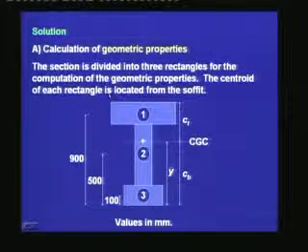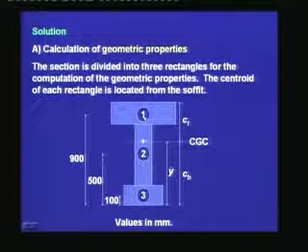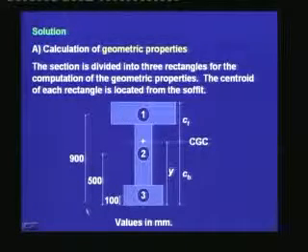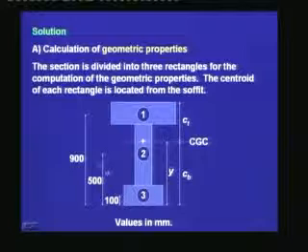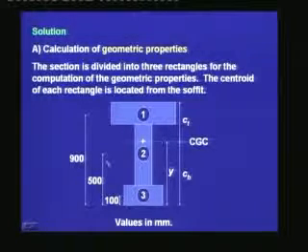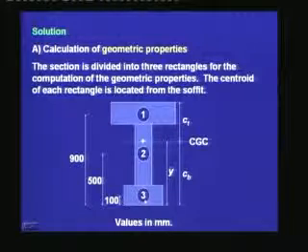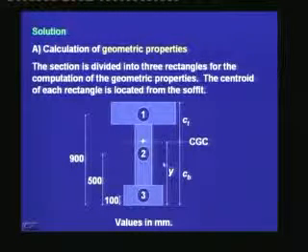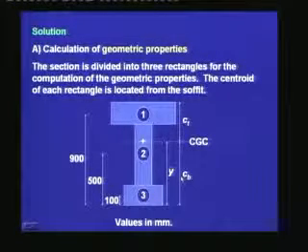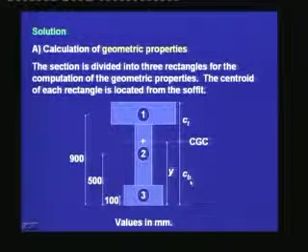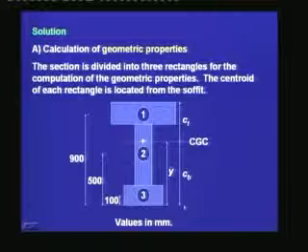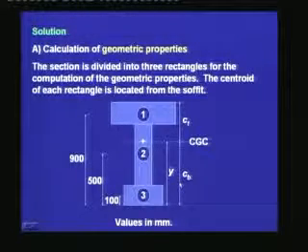The centroid of each rectangle is located from the soffit. For the first rectangle, the centroid is 900 millimeters from the soffit. For the second rectangle, the centroid is 500 millimeters from the soffit, and for the third rectangle, it's 100 millimeters from the soffit. We intend to find out y bar, which is the distance of the CGC from the soffit, and once we have determined y bar, we can calculate CT, the distance of the top from the CGC, and CB, the distance of the bottom from the CGC. Now CB is equal to y bar.